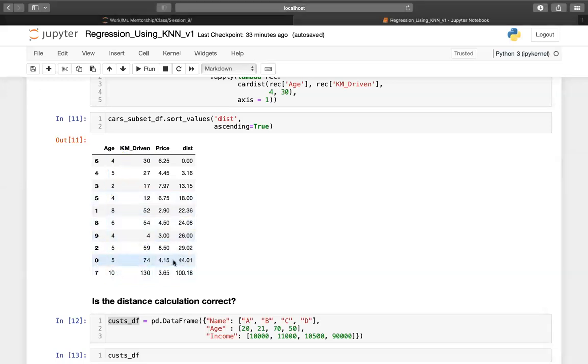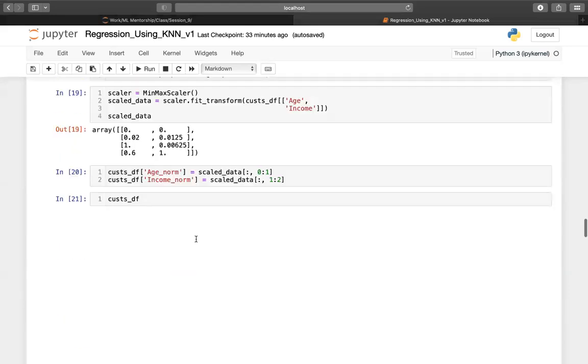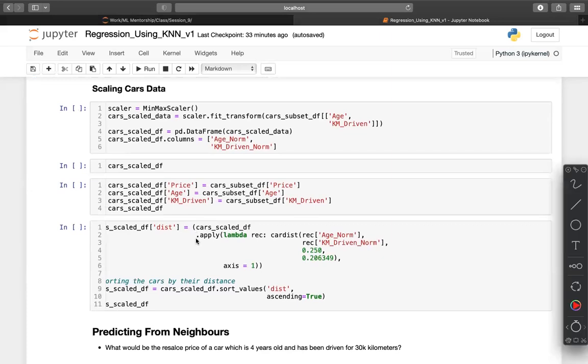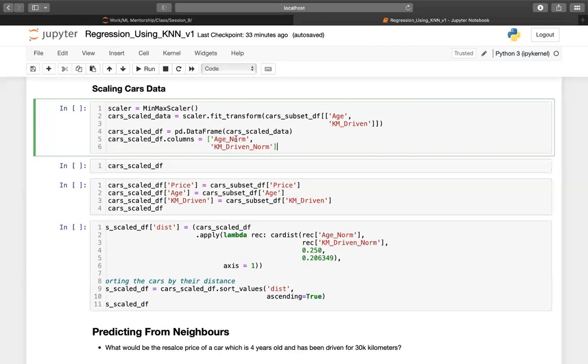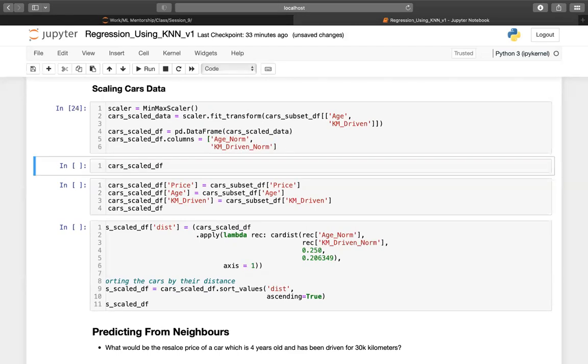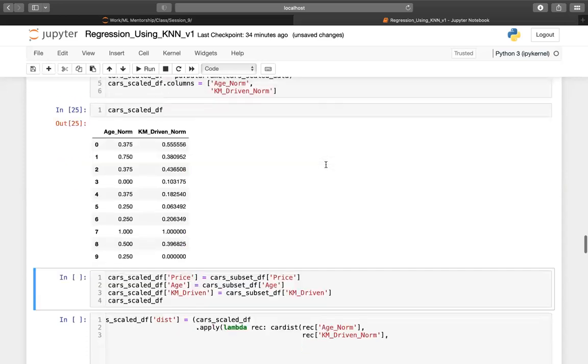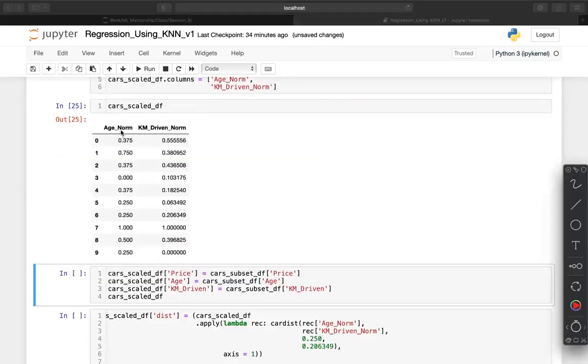So it only makes sense that we bring them into the same scale. So we'll apply the same thing to the cost data, MinMaxScaler, and we will calculate age and the distance based on age and kilometer driven, and we'll apply fit and transform, and we'll add them as two new columns called age norm and kilometer driven norm. And if you look at the data, these are the new scaled or normalized data based on min max scaling for different cars.